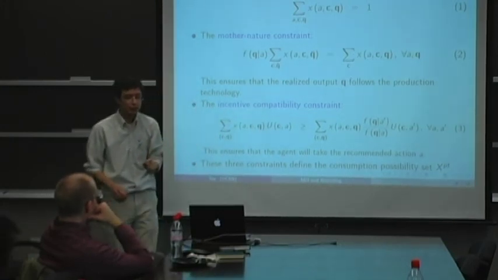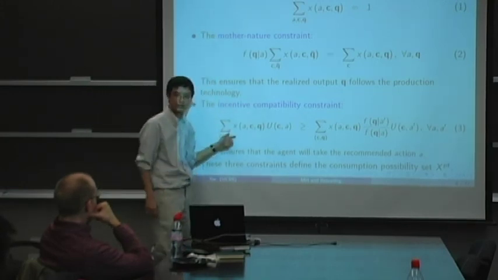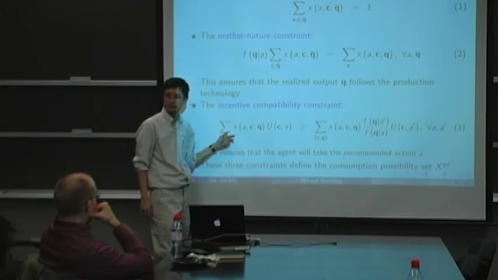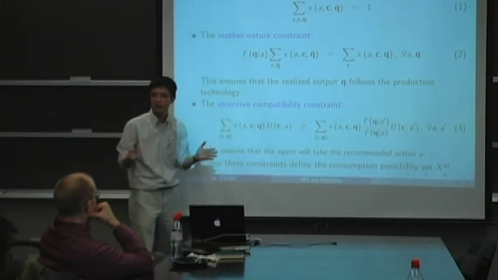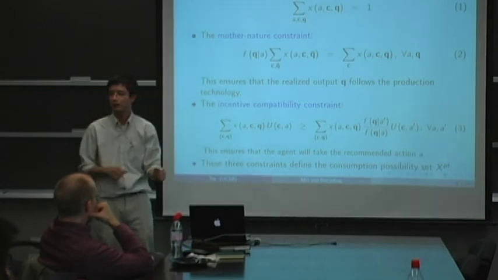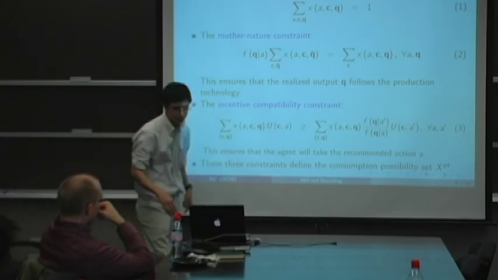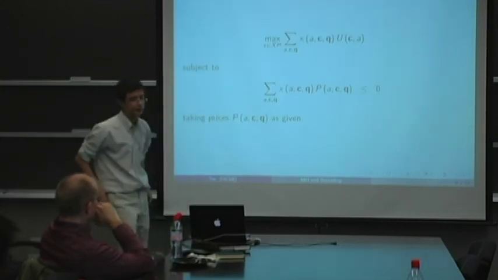So that means you can choose any X that you want as long as it satisfies these three constraints. Okay? This has to hold, and then you can choose that X. If it violates this, you cannot choose that X. Is that okay? So that's going to be the key, because we're going to talk about externality through that.